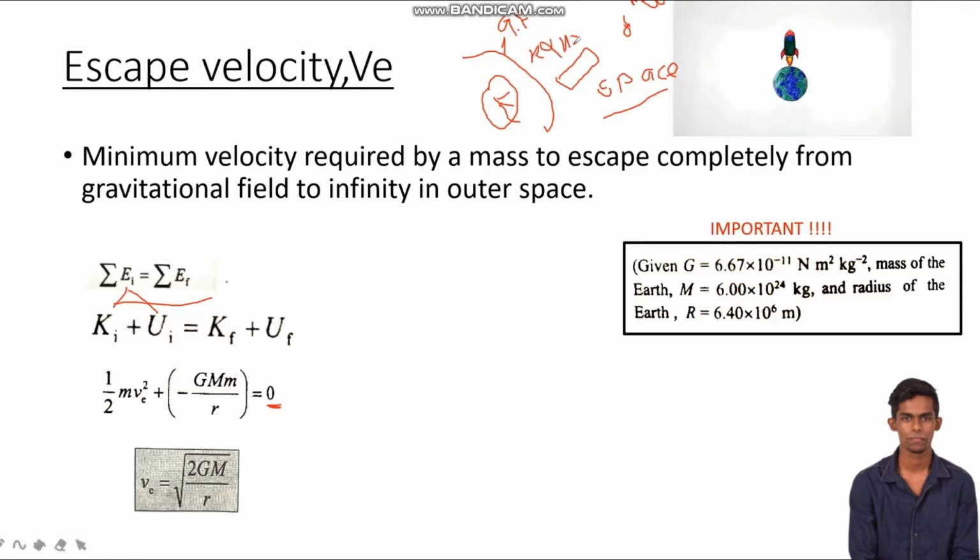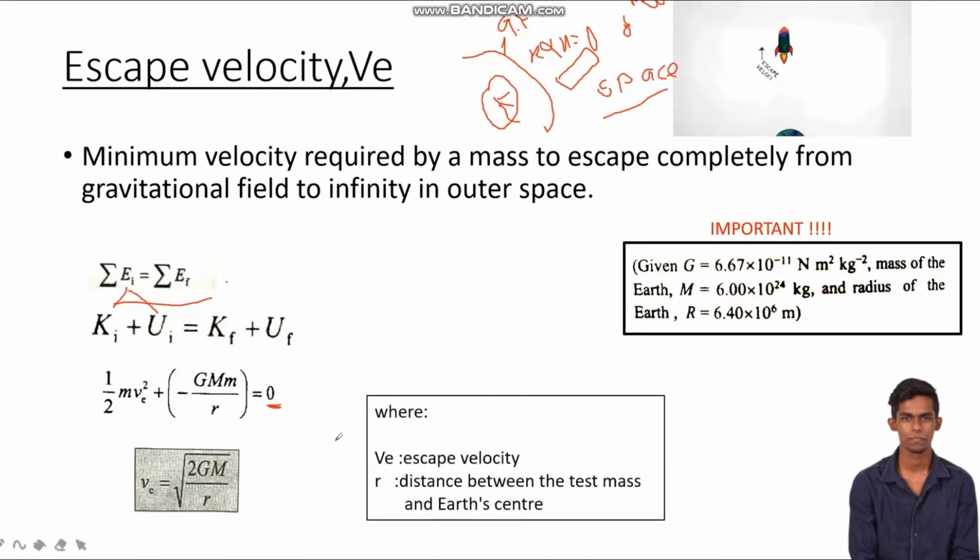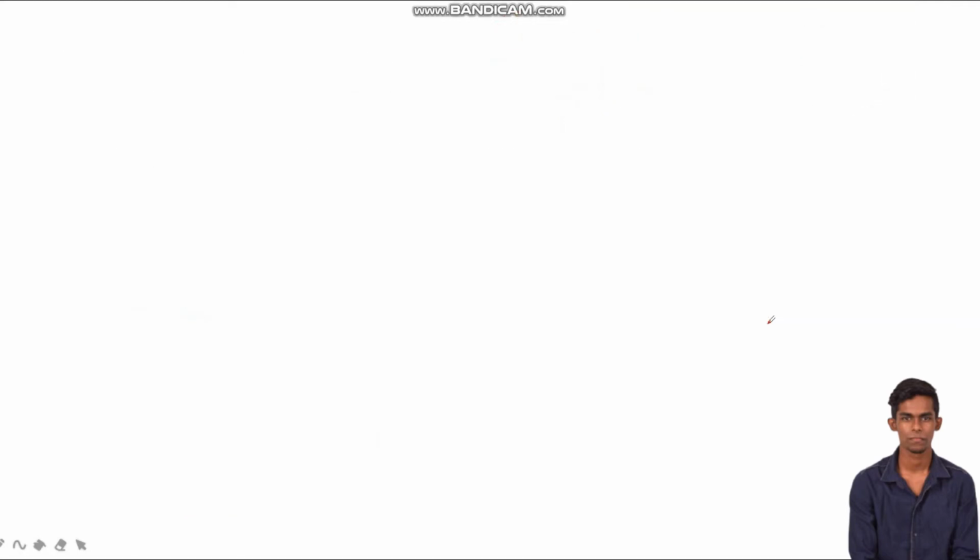So in conclusion, we get 1/2 mv squared plus the potential energy is equal to 0. When we express v, escape velocity, we get escape velocity equals square root of 2GM over r, where ve is the escape velocity and r is the distance between the test mass and Earth's center. This note is important and we should memorize it before doing any calculations.